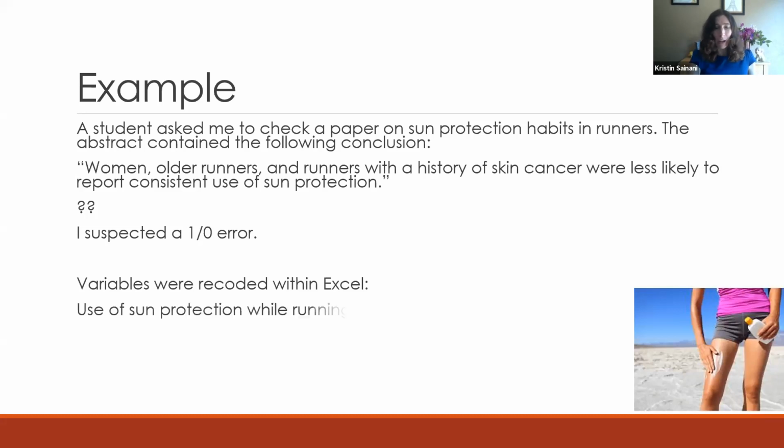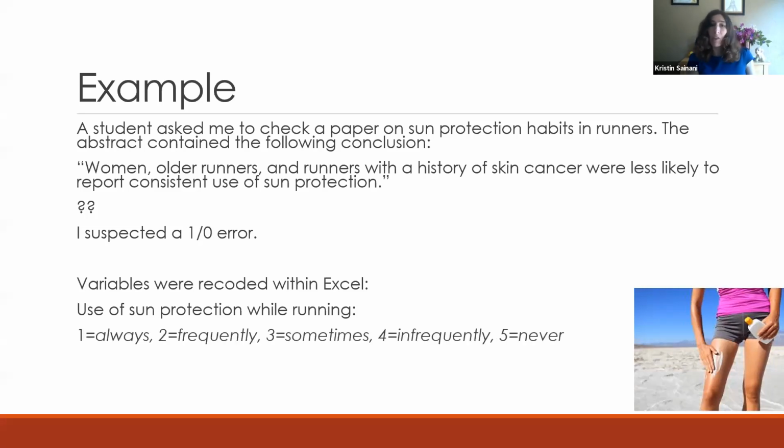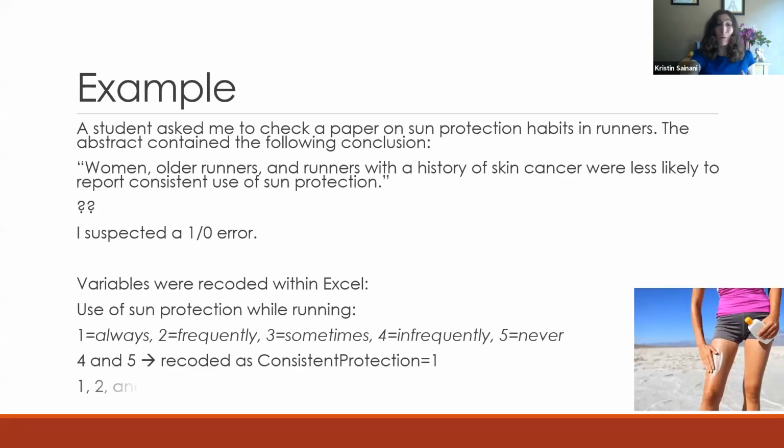But luckily, it wasn't a huge Excel file, so I was able to go through and trace back the error. And so what happened is that use of sun protection while running had been coded on this Likert scale, where 1 meant always uses sun protection and 5 meant never uses sun protection. He wanted to do logistic regression, so he wanted to collapse that into a binary variable. And he wanted to make always and frequently equal to consistent protection equals 1. But unfortunately, when he was recoding, he just assumed that 4 and 5 meant the good behavior. And so he recoded 4 and 5 as consistent protection equals 1, and 1, 2, and 3 as consistent protection equals 0. You can see that that's an easy mistake to make.